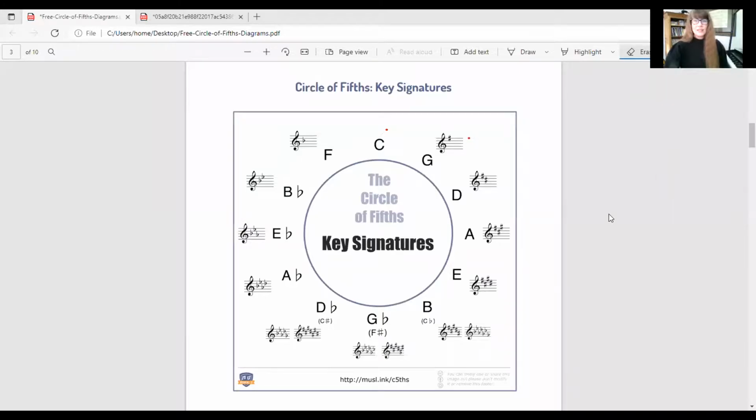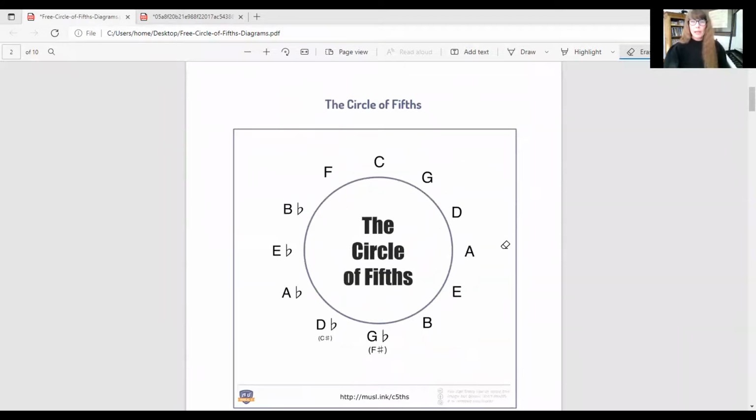I'm just going to share some of my charts here. Share screen. We're going to talk about the circle of fifths. And this is something that every student of theory memorizes. And it shows you exactly what key signatures are involved. I'm just going to go back a page here, grab my pen.